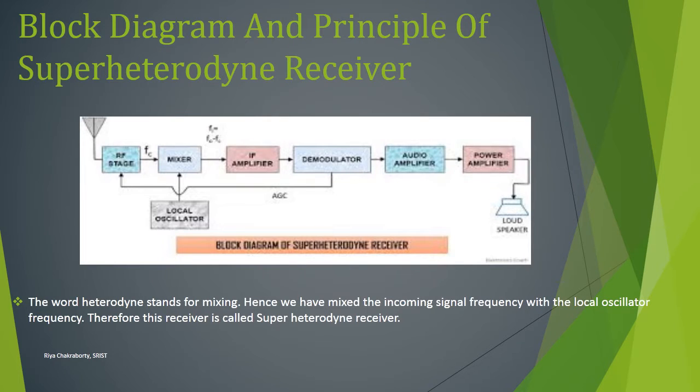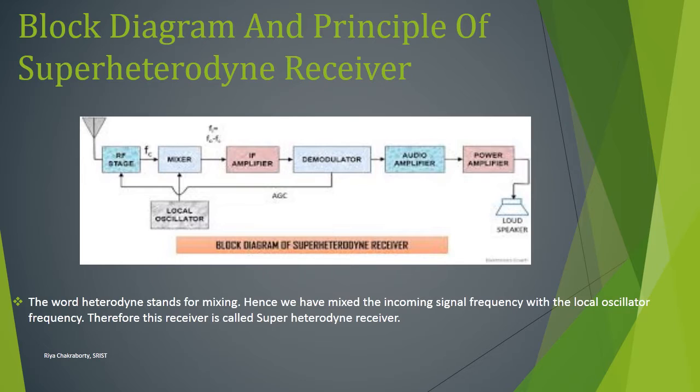Now, the part is block diagram and principle of superheterodyne receiver. The figure shows the block diagram of a superheterodyne receiver. All the drawbacks in TRF. TRF means tuned radio frequency receiver, which is the simplest radio receiver. There are some drawbacks, so to remove the drawbacks, the superheterodyne receiver was developed. The basic superheterodyne receiver is most widely used.